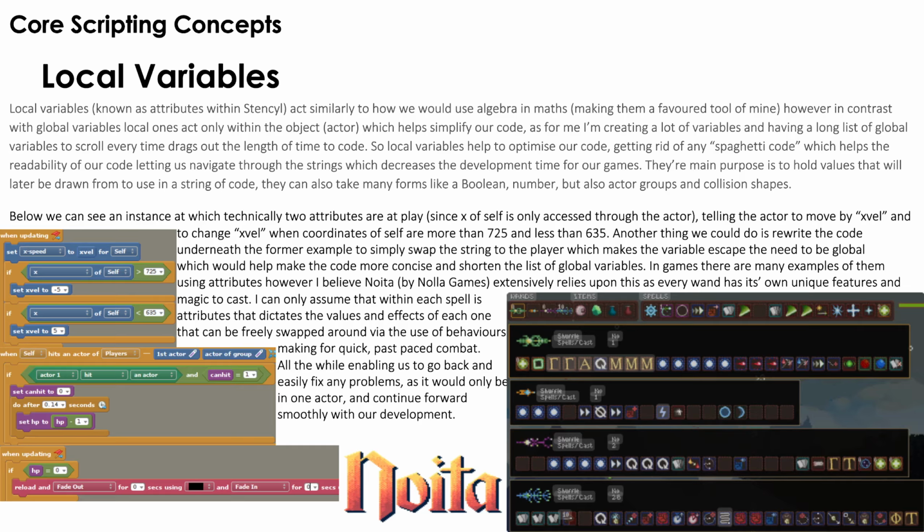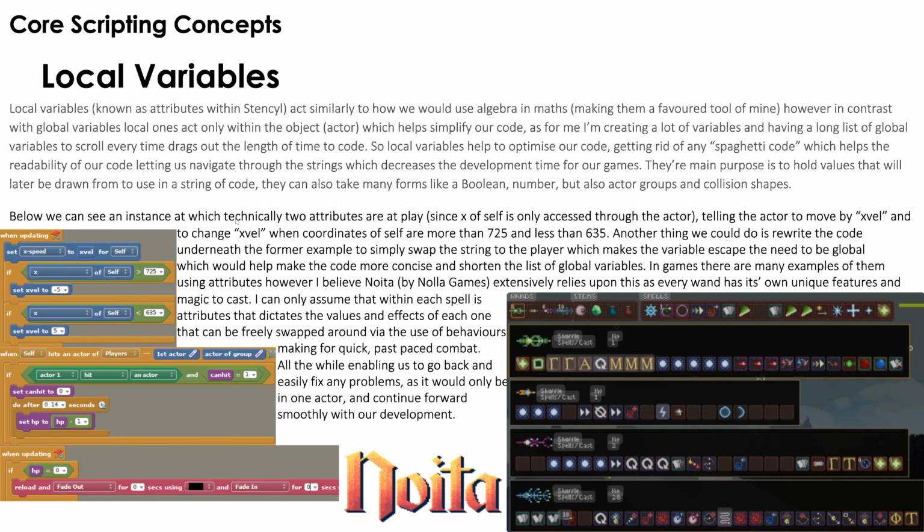So local variables help to optimize our game, getting rid of any spaghetti code, which helps the readability of our code, letting us navigate through the strings, which decreases development time for our game. The main purpose is to hold values that will later be drawn from to use in a string of code. They can also take many forms like boolean, number, but also actor groups and collision shapes.